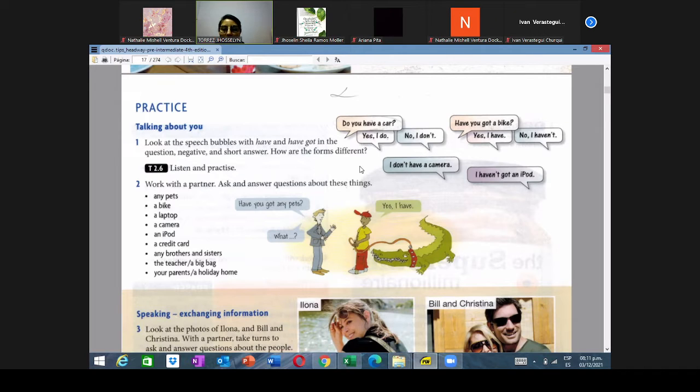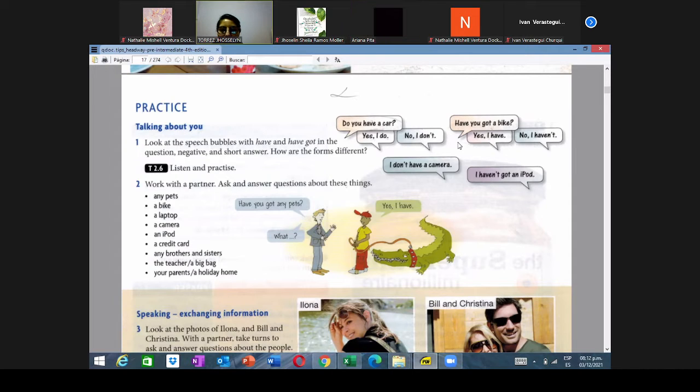Okay. We have a question, everybody. How are the forms different? Please, can you see? We have one kind of question and another different question here. Please tell me, how are the forms different, please? What can you recognize there in these two questions? Come on, come on. Hello, hello.